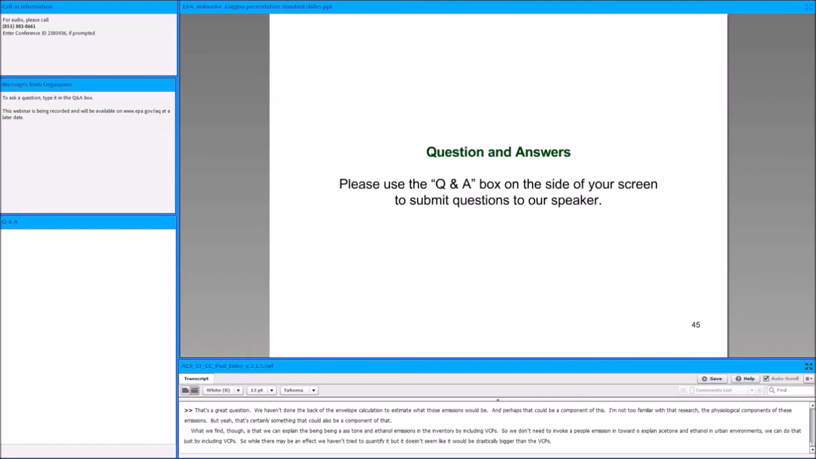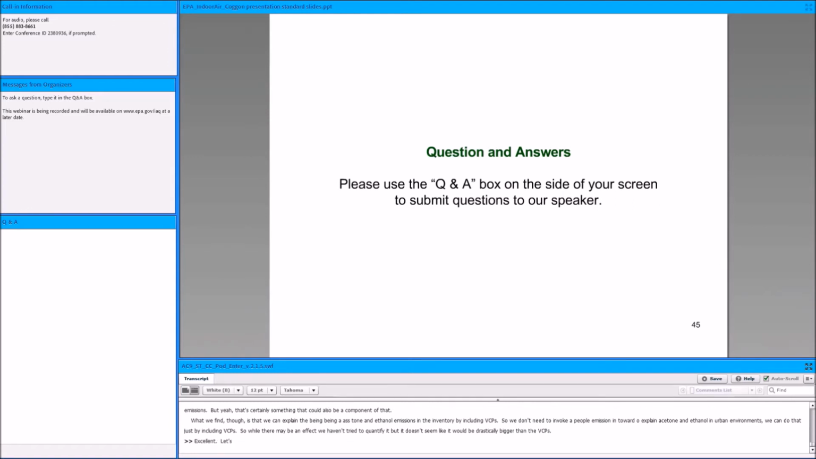Excellent. Let's see, another question related to ethanol. Could ethanol be coming from gasoline, since it's added at approximately 10%?